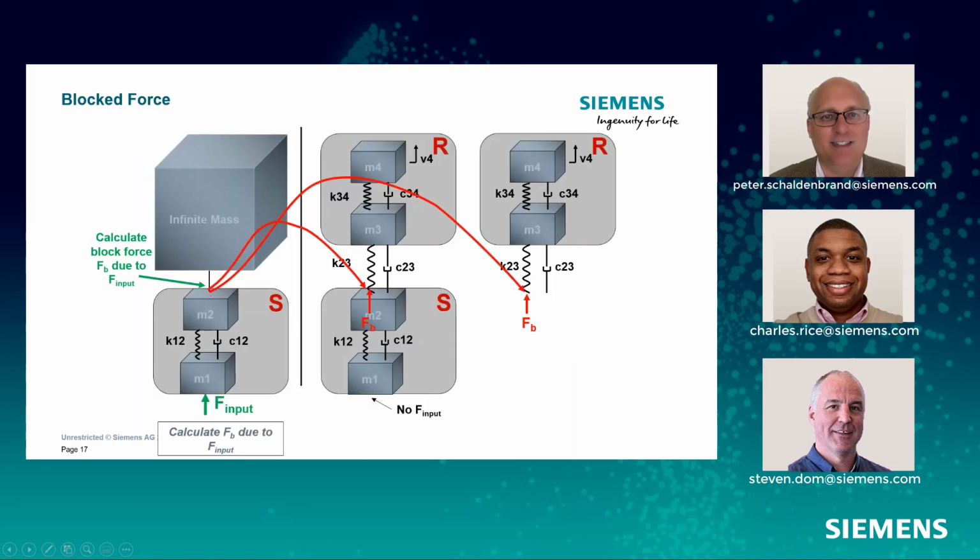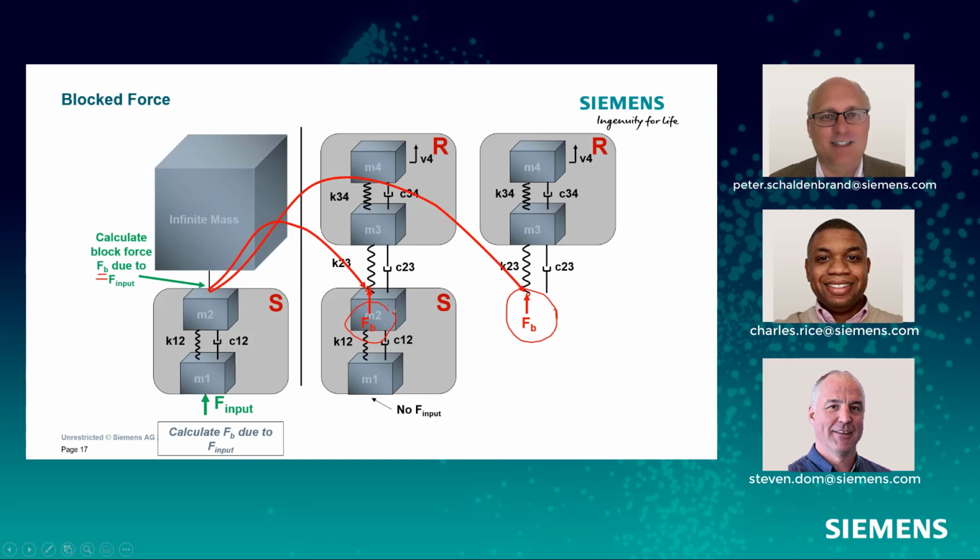So let's look at what happens if I calculate this blocked force, this great and wonderful blocked force, at a slightly different location here, at the exit of S. So we have FB applied here and FB applied here.